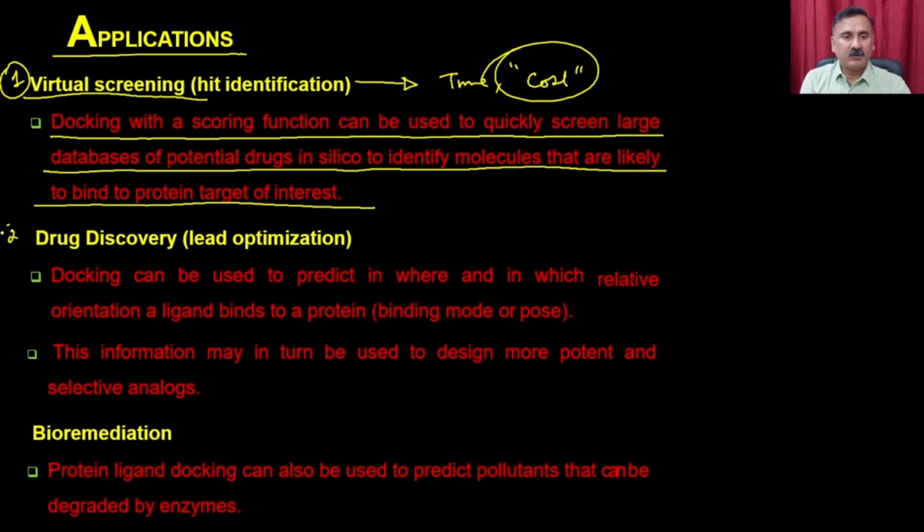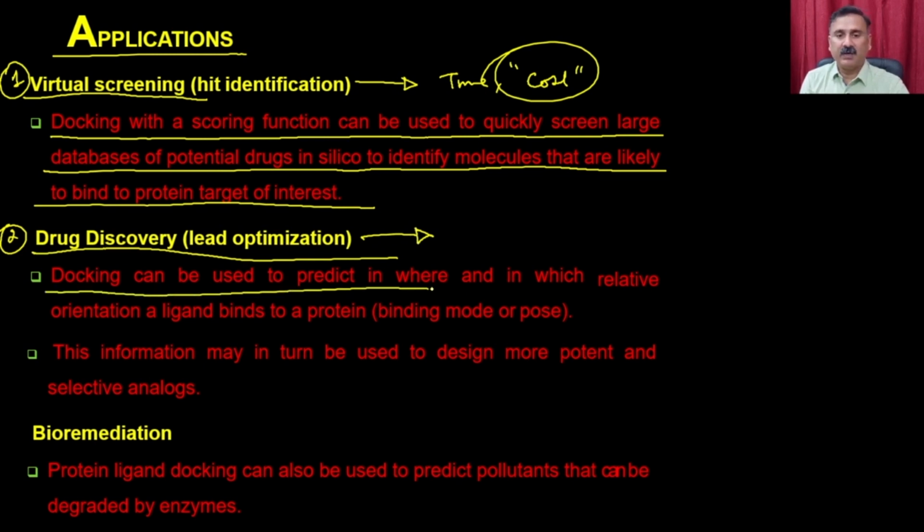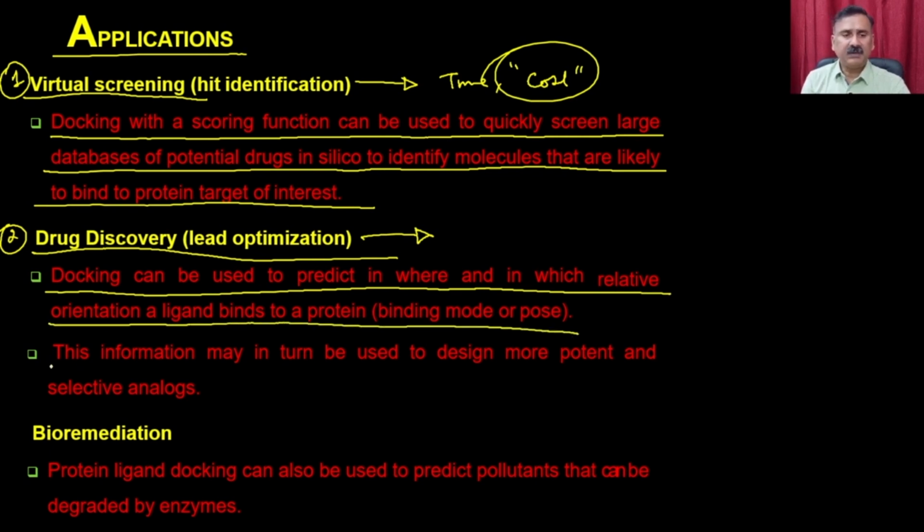Number two, you can use it in drug discovery. Suppose you have a lead, then you can do the lead optimization. Docking can be used to predict where and in which relative orientation a ligand binds into the protein. This information may in turn be used to design more potent and selective analogs. So drug discovery is also a very important aspect of docking.